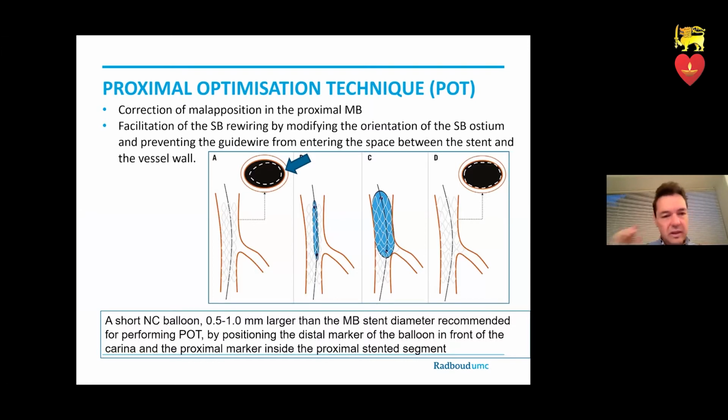I have some nice images to show you. What you realize if you are doing distal sizing is that you will see proximal malapposed struts in this illustration. Now, if you do the POT, which is then the larger balloon, more proximal, a shorter NC balloon, 0.5 to 1 millimeter larger than the main branch stent, that will appose the proximal segment. And that's what you will see after this one. So the POT is an important section of your provisional bifurcation technique.